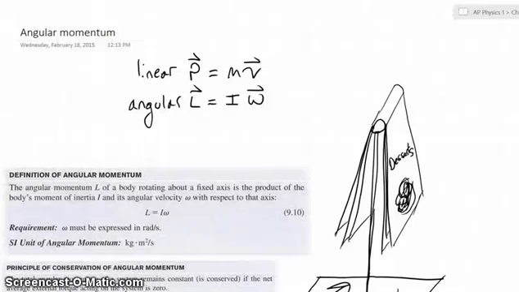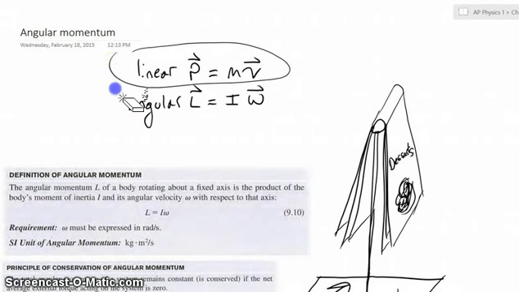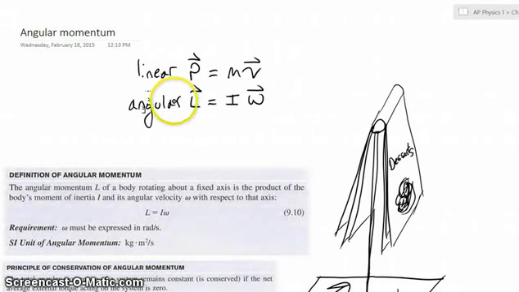Alright guys, so let's finish up our talk from yesterday about angular momentum. So we were saying that linear momentum, we remember, was given the symbol p, it was a vector, and it was mass times velocity. And angular momentum has a very similar form. It's the moment of inertia times the angular velocity. It's also a vector, and the angular momentum's direction is the same as the direction of the angular velocity, which is given by the right-hand rule.